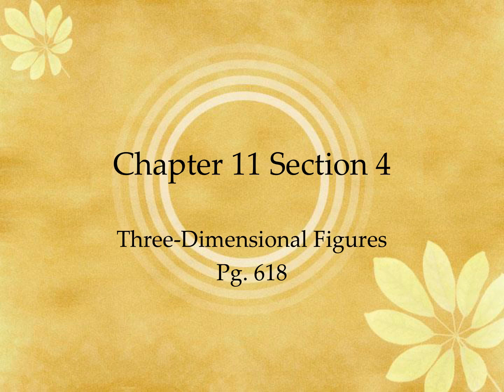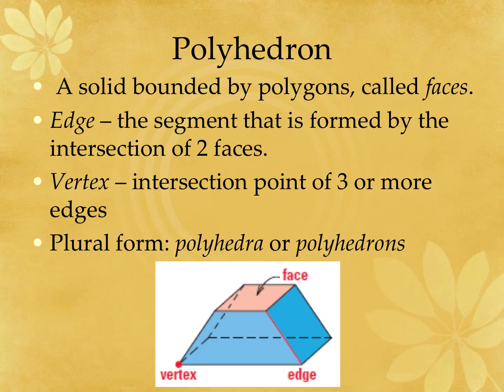So today we're going to cover Chapter 11, Section 4, and we're going to talk about three-dimensional figures. The first slide has the definition of a polyhedron, and a polyhedron is a solid that is bounded by polygons called faces. In your polyhedron, in your solid, you're going to have edges, you're going to have vertices, and you're going to count those vertices, edges, and faces.